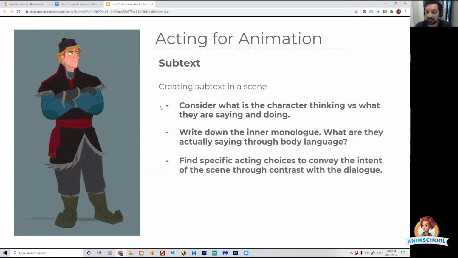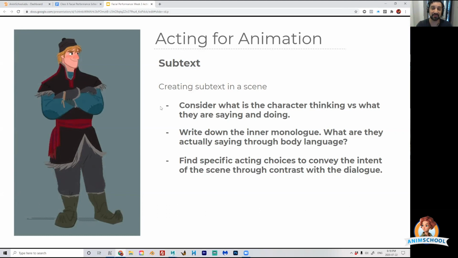You want to then find specific acting choices to convey the intent of the scene through the contrast in the dialogue. So I always say act to the subtext. The line will always be the line. Act to the subtext. Sometimes when I'm shooting my reference, I'll take a pass where instead of saying the line, I write down the subtext and say that out loud and try acting to that. And sometimes you get some really interesting results because you're not decoding or acting to the line as it is on the surface in a literal sense.